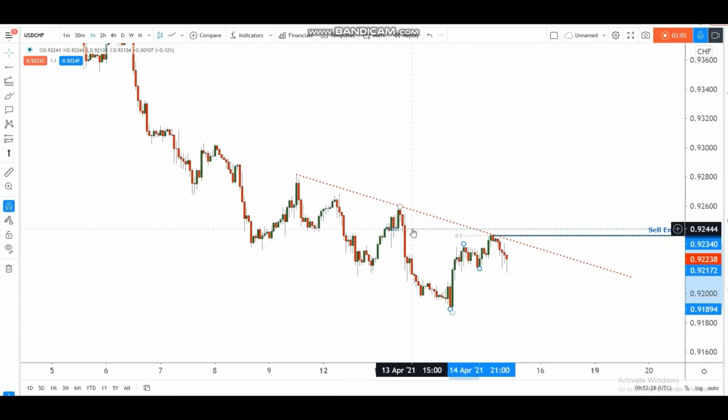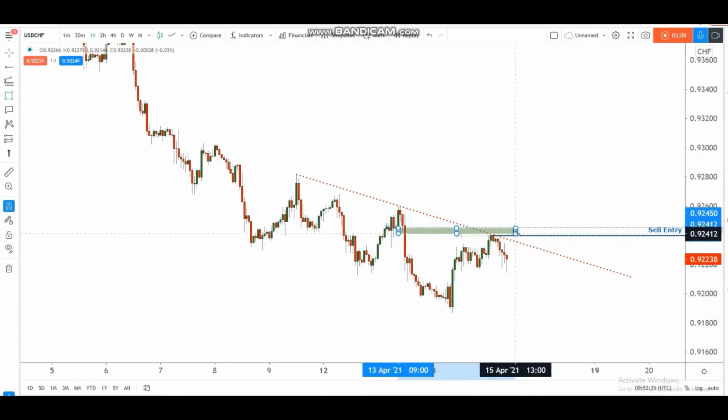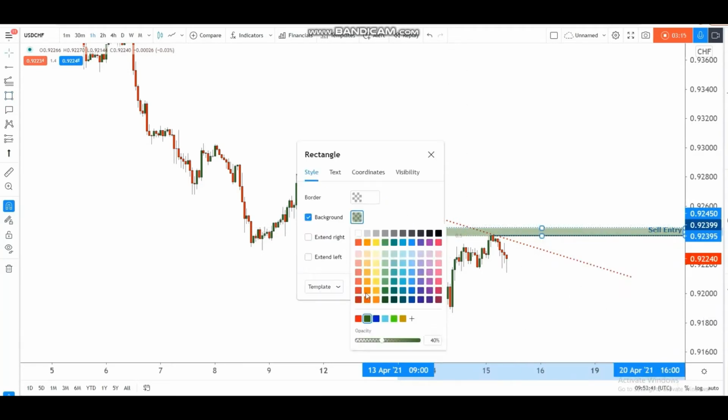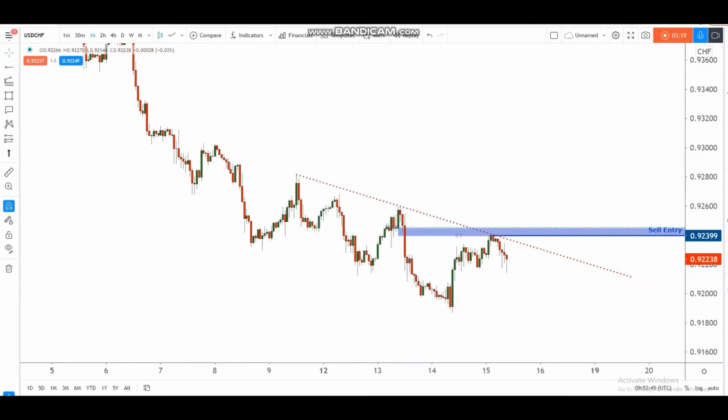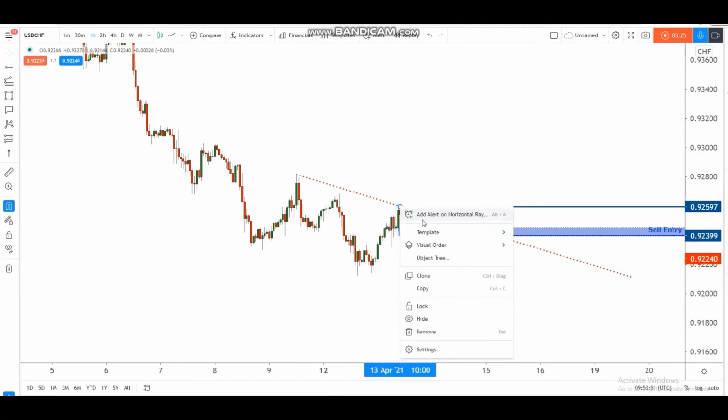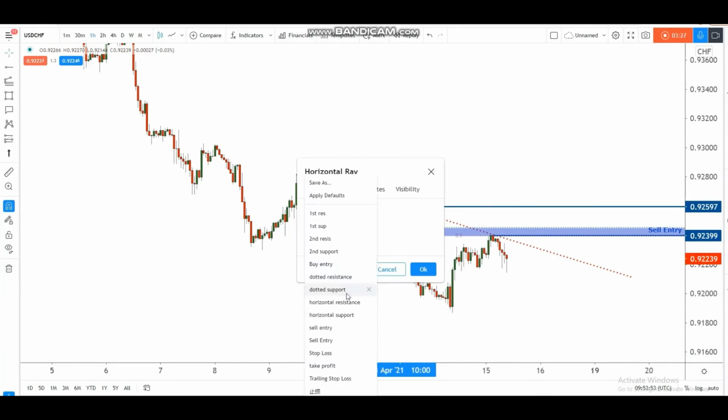So let me just highlight this area out, and change this area to blue. Next thing I can do is to find a stop loss level. For the stop loss level, I can place it at the previous swing high resistance right here. So let me just tag it out, and this can be my stop loss level.